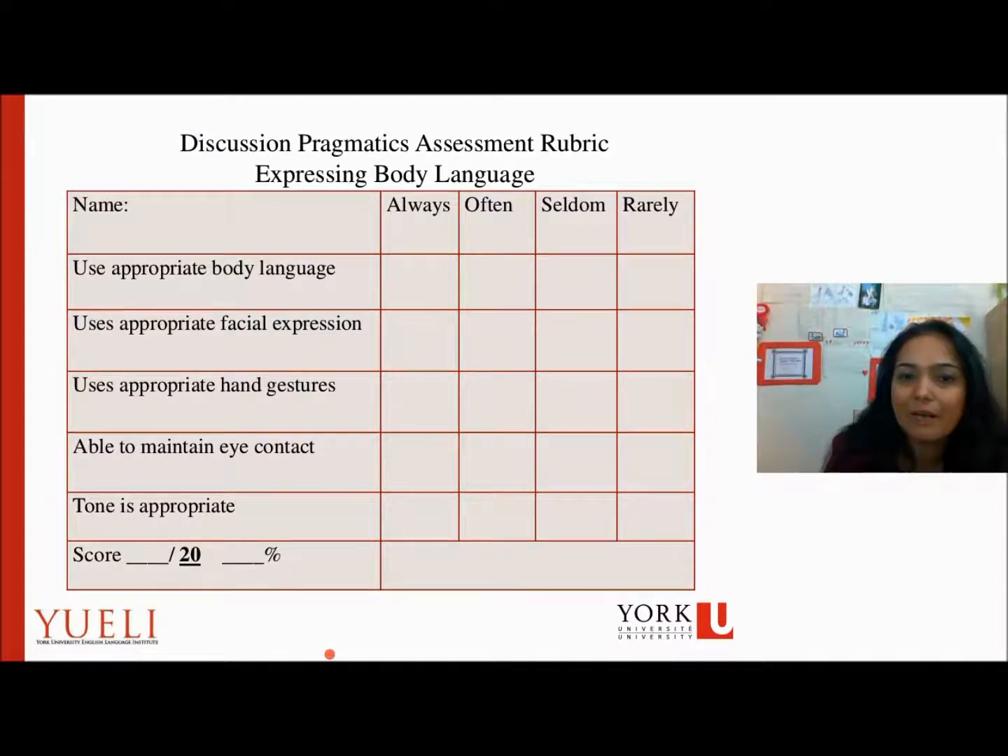This is on body language. Now, body language is slightly different. So I teach these things: uses appropriate body language. Now, I do have students sometimes who sit in the chair and keep rocking the chair back and forth. And just so that you know, I also video record most of the discussions that my students do in class.